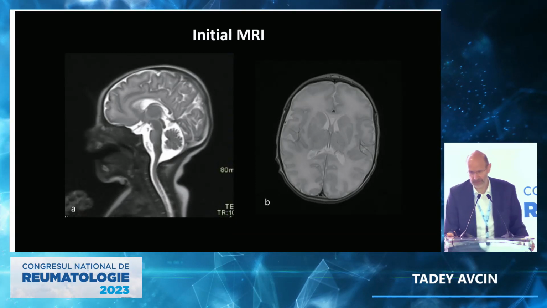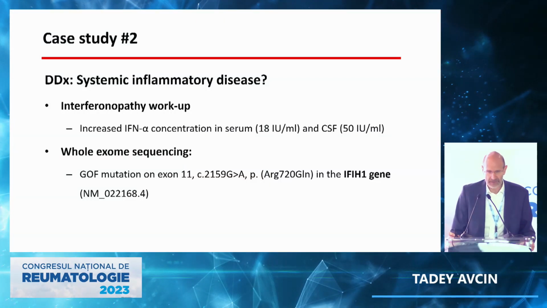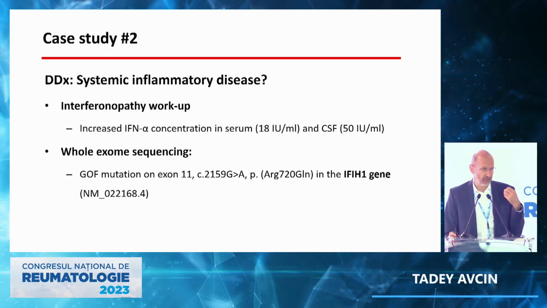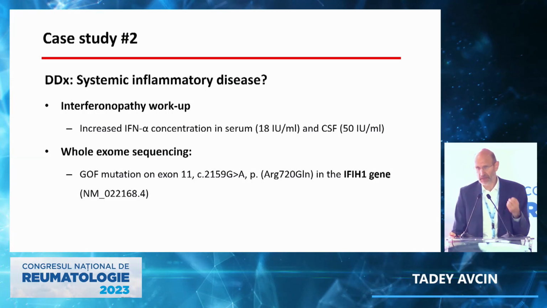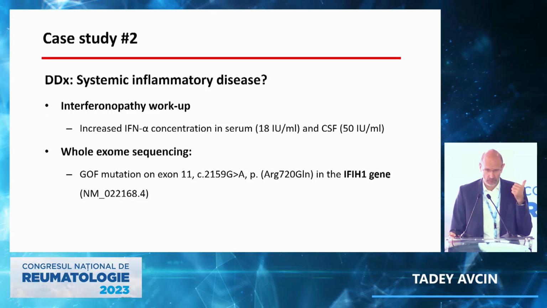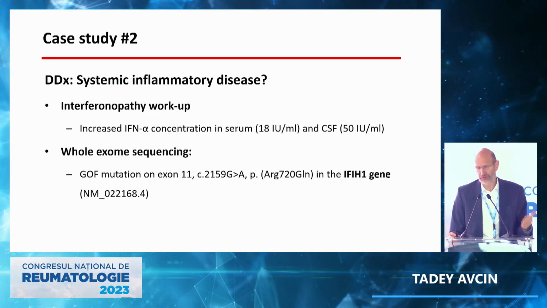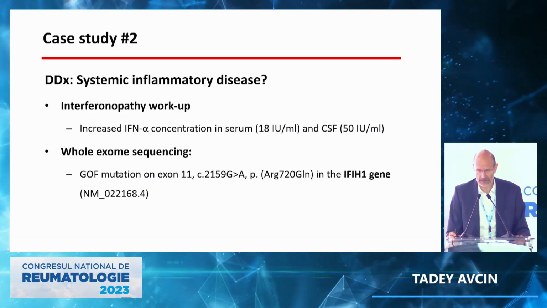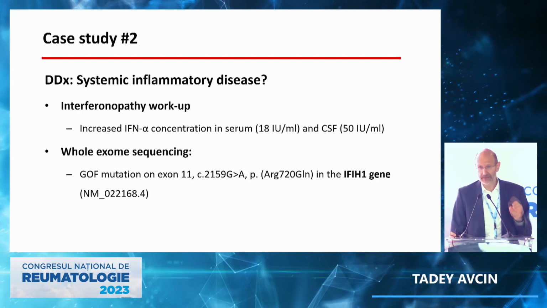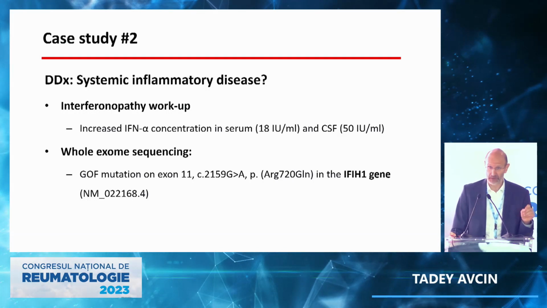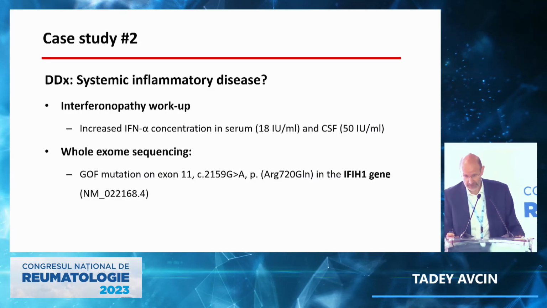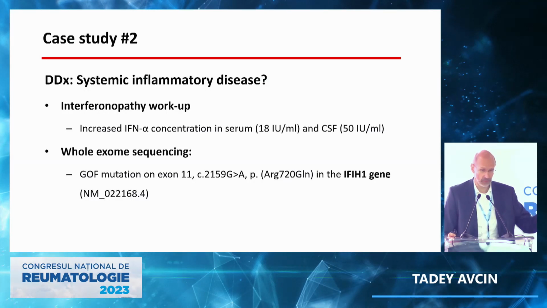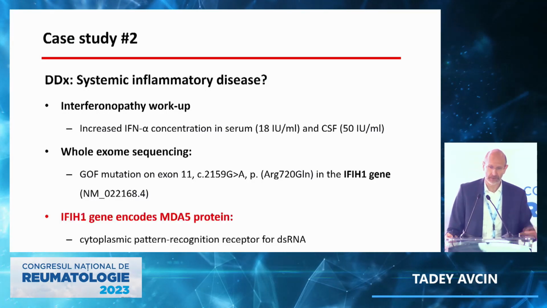This is the initial MRI. You can see already some changes in the basal ganglia area. We performed the interferonopathy workup very early, within the first months of his life. We found extremely high interferon alpha concentration in serum, and even higher, about 3 times higher than in serum, in cerebrospinal fluid. Whole exome sequencing showed that he has a gain of function mutation in the IFIH1 gene, the gene I was showing you before in the Turkish cohort.